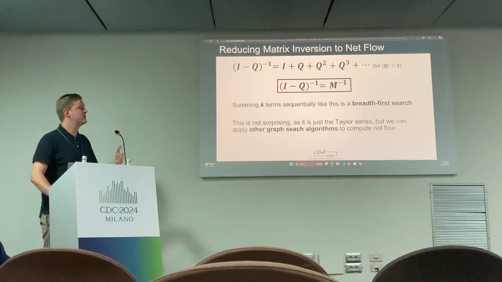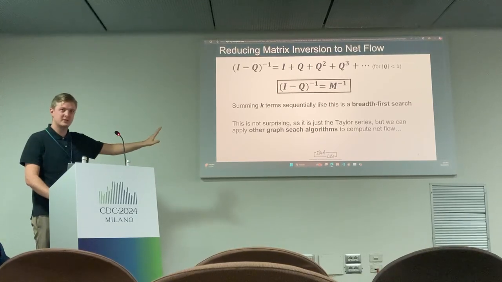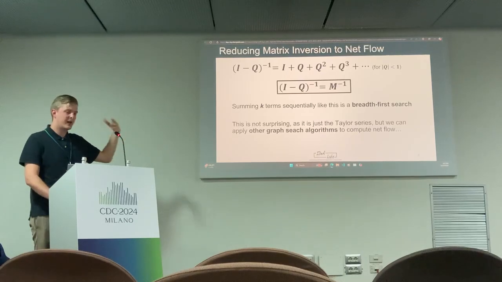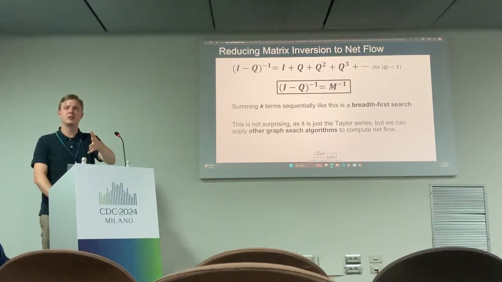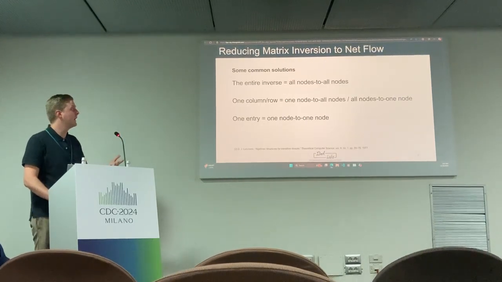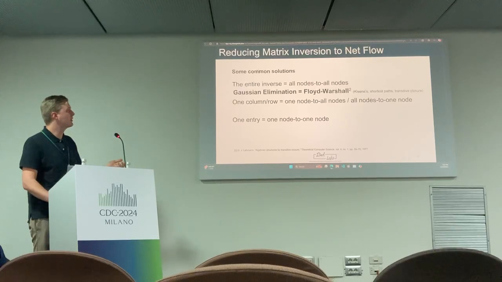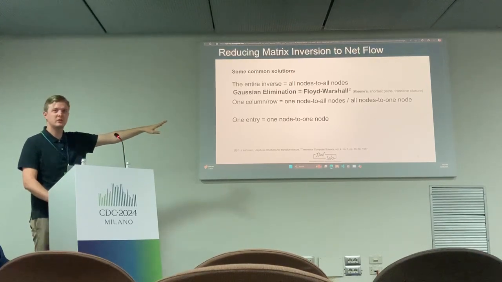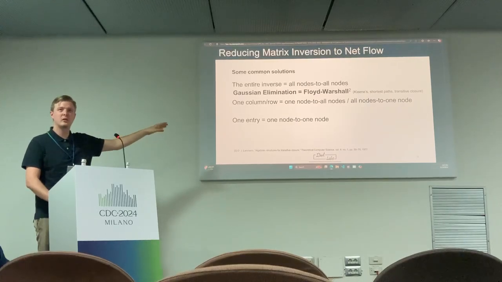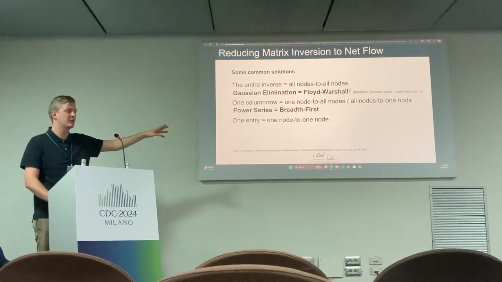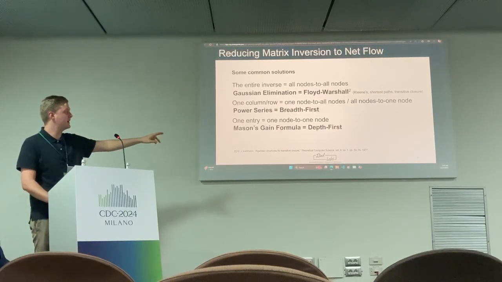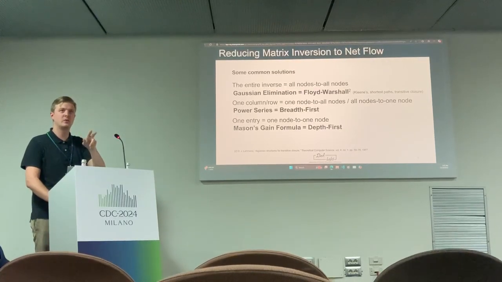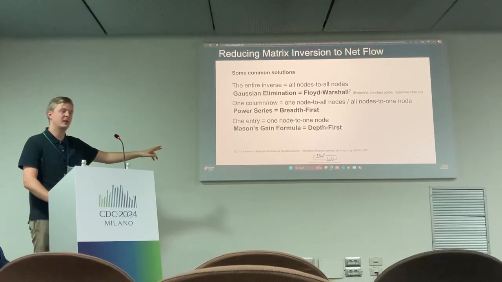And the result from doing it this way is not surprising. This is just a Taylor series expanding about the identity. But we could ask the question, what if we use other graph searches, what's going to happen? So some existing algorithms based on a similar approach: Floyd-Warshall, if we apply that search algorithm, we'll actually get Gaussian elimination. The breadth first search we just discussed, and then a depth first search without repeat nodes along the path will give us Mason's gain formula.